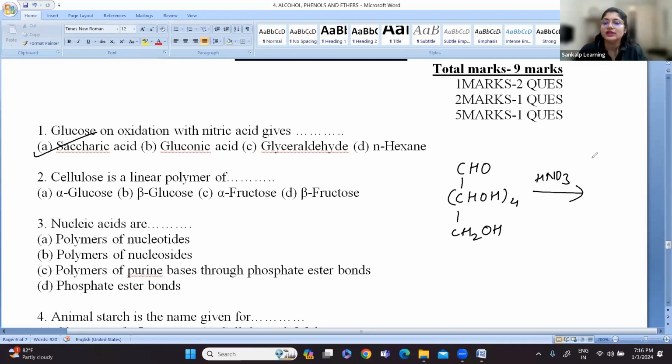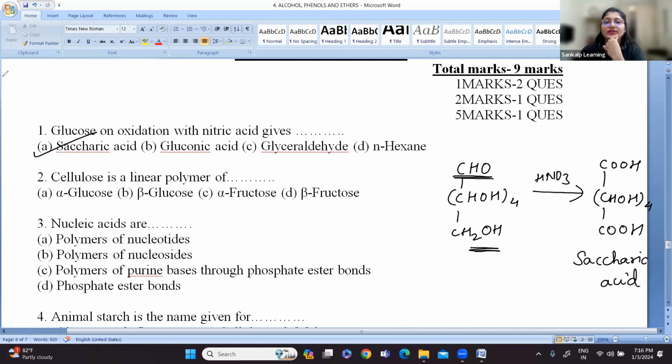It converts both the aldehydic group as well as the alcoholic group into carboxylic acid groups, COOH. So you're getting a dicarboxylic acid. The name of this is saccharic acid, option A. So when treating it with concentrated nitric acid, both the aldehyde group and the primary alcoholic group are converted into carboxylic acid groups. The product obtained is saccharic acid. Understood? So we'll move further.